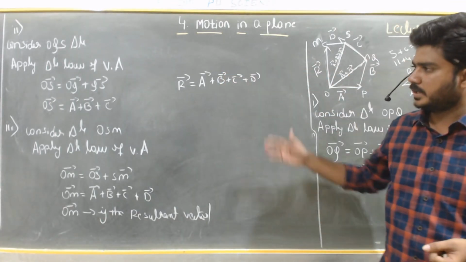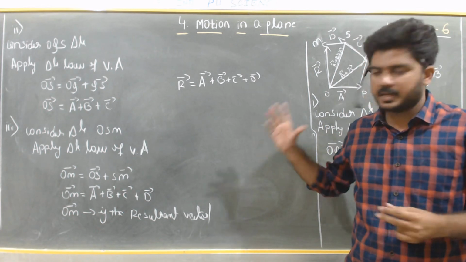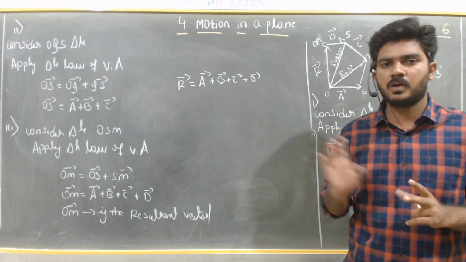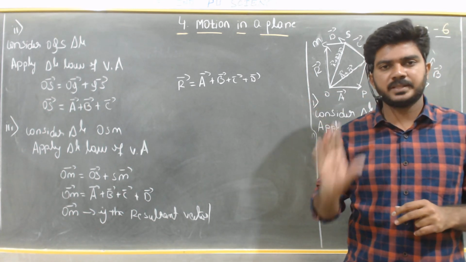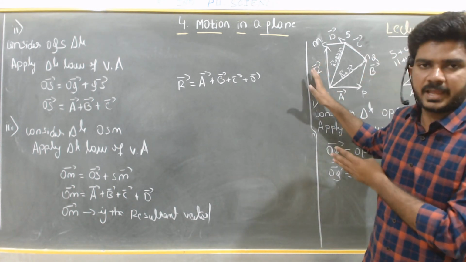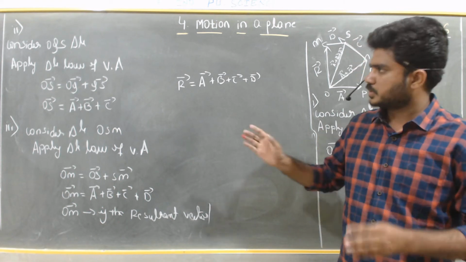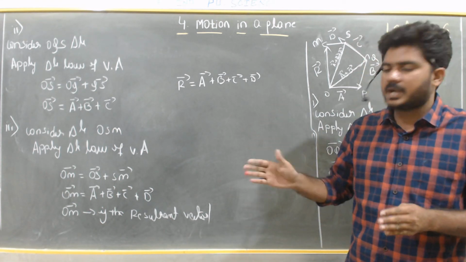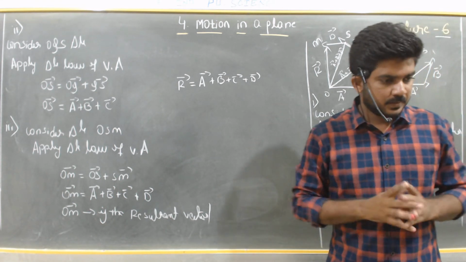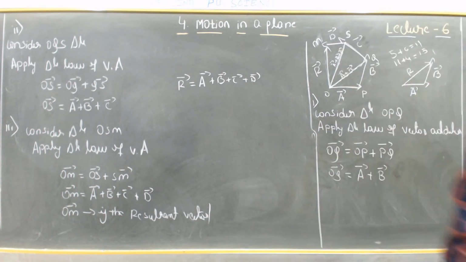Take a screenshot. In exam they may ask for 3 marks: state and explain the polygon law of vector addition. First you have to write the statement, after that the diagram, and after that case 1, case 2, case 3. Right. So this is the method to add the vectors. So next concept we will discuss here.